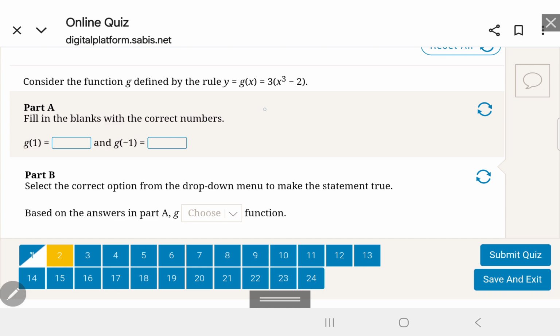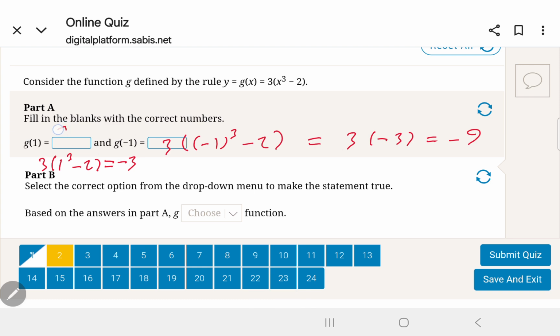First of all, g of 1 means 3 times 1 cubed minus 2, and this would be 1. Then g of minus 1 would be 3 times negative 1 cubed minus 2. That will be 3 times minus 1 minus 2, which is minus 5. First answer 1, second answer minus 5.